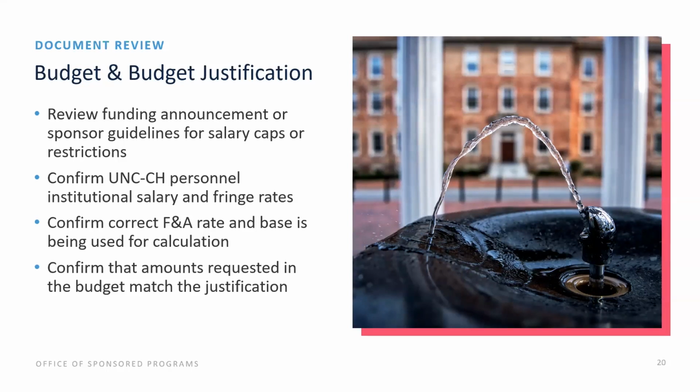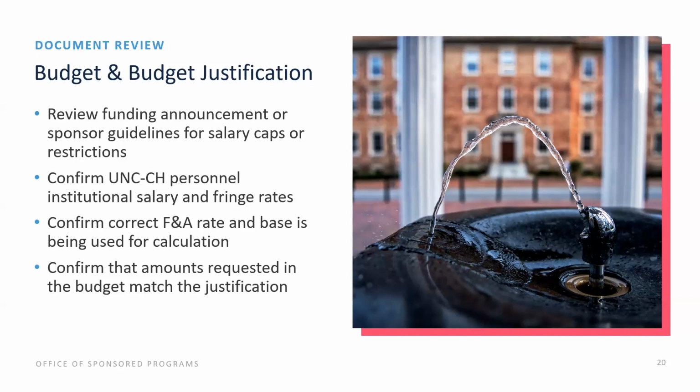We're confirming that we have the correct F&A rate and the base is being calculated correctly. So if it's modified total direct cost, or in some cases when sponsors have a variation of that, and total direct cost or some kind of variation with a restricted F&A rate, we're making sure that that's calculated appropriately. Confirming that the amounts requested in your budget match your justification.